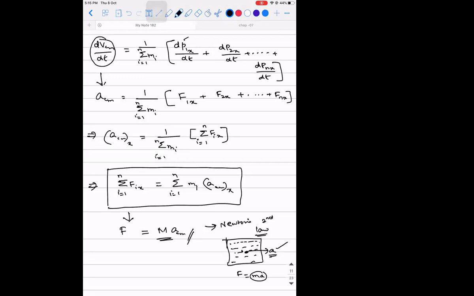Write it down. Okay. So this is all with respect to point objects.